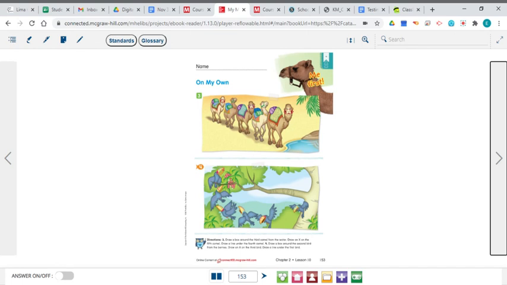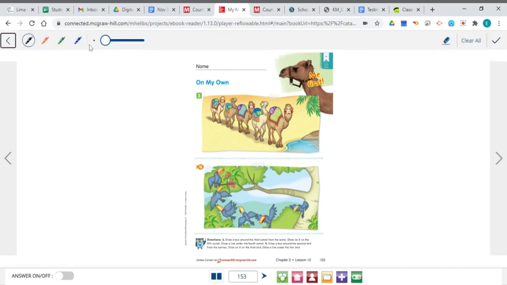Now the first direction on this page says to draw a box around the third camel from the water. So the third camel from the water is going to get a box. So I better go grab my pen, huh? So first, second, third. This guy right here is third. I'm going to try and draw a box the best I can. Nice. Try to get some straight lines going there. There's the box around the third camel.